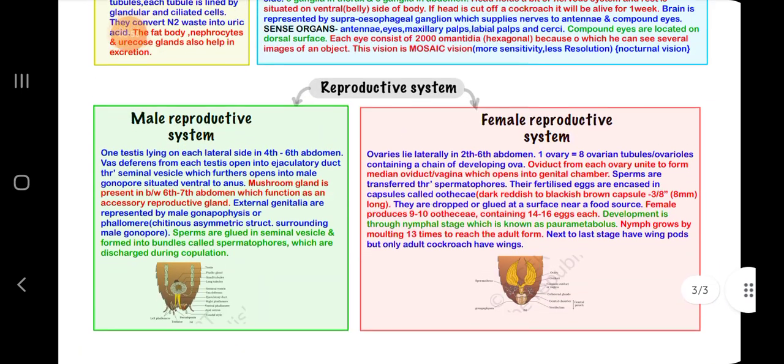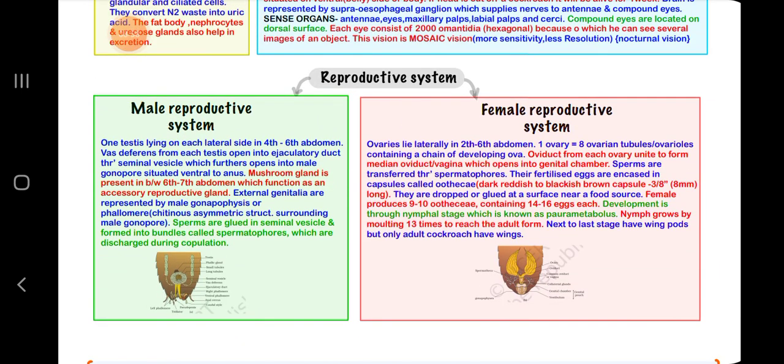And its reproductive system: in the male system, 1 testis lies on each lateral side in the 4th to 6th abdomen. Vas deferens from each testis opens into the ejaculatory duct through the seminal vesicle, which further opens into the male gonopore situated ventral to the anus. Mushroom gland is present in the 6th to 7th abdomen, which functions as an accessory reproductive gland. External genitalia are represented by male gonapophysis or phallomere.